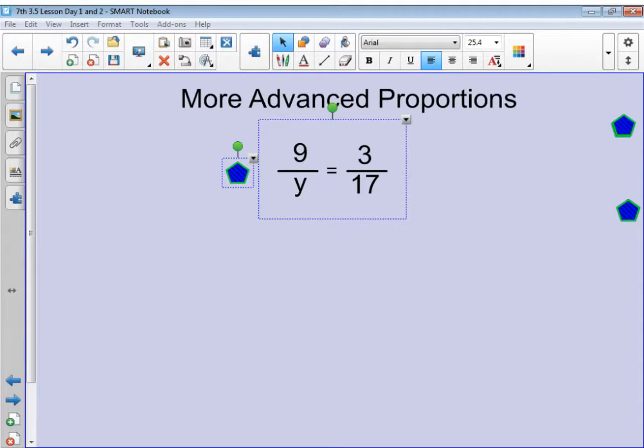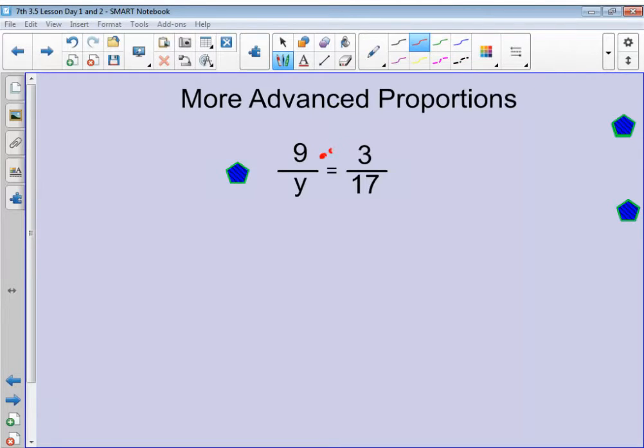This one, once again, is kind of like what we already did. 9 divided by 3 would give us 3, or we can work it backwards: 3 times 3 would give us 9. So then 17 times 3 should give us the same thing. Or we can do our cross multiply divide. If I did the cross multiply divide, it'd be 9 times 17, divide that by 3. And when I do that, I get 51. And 17 times 3 does give me 51.